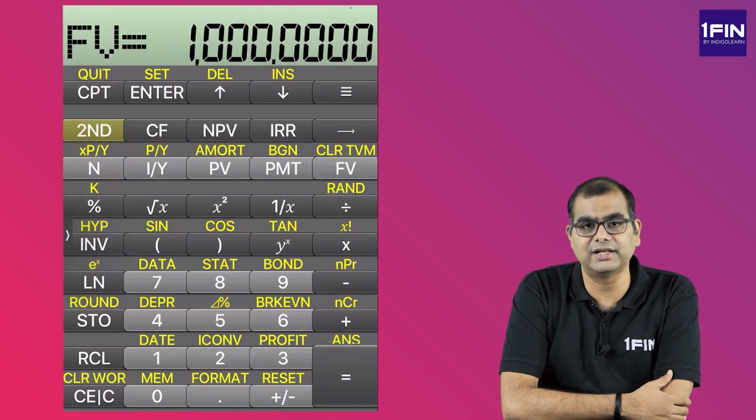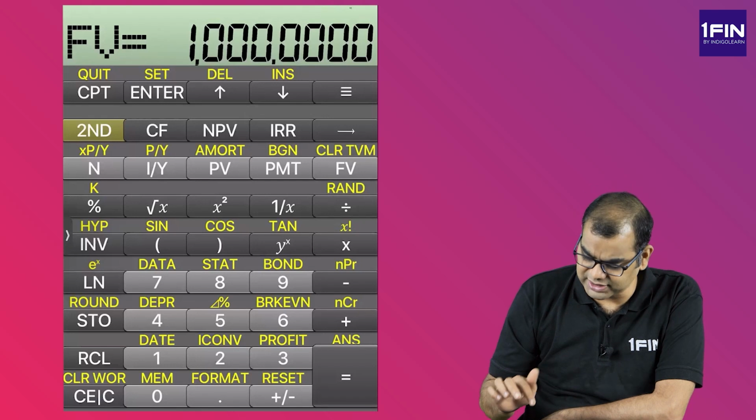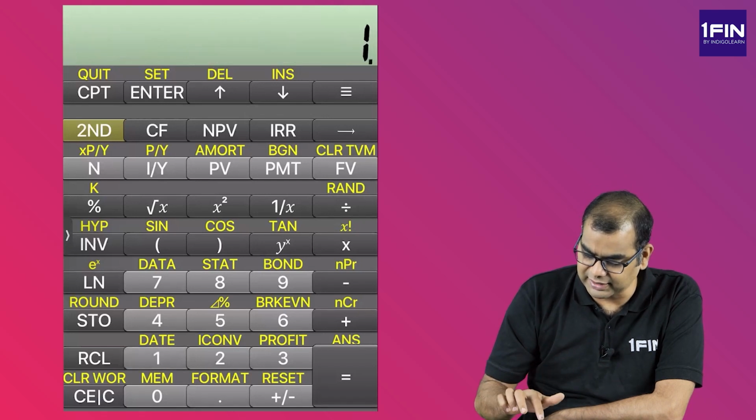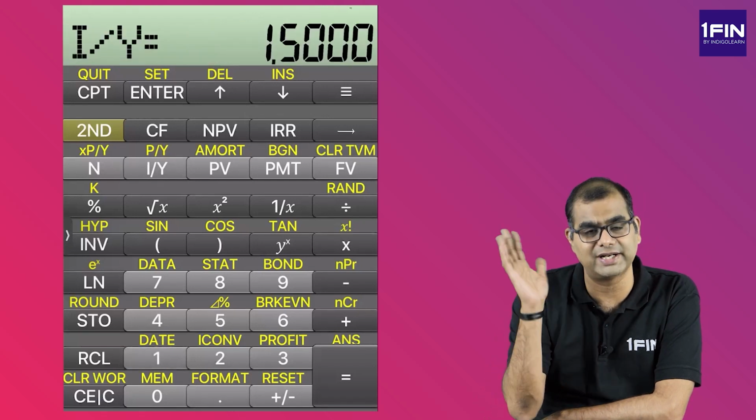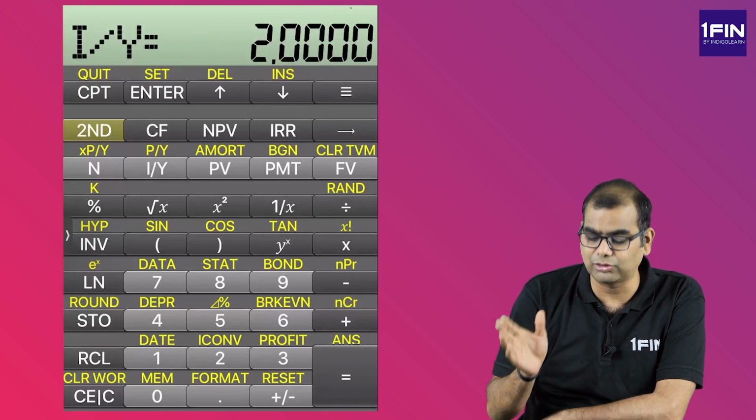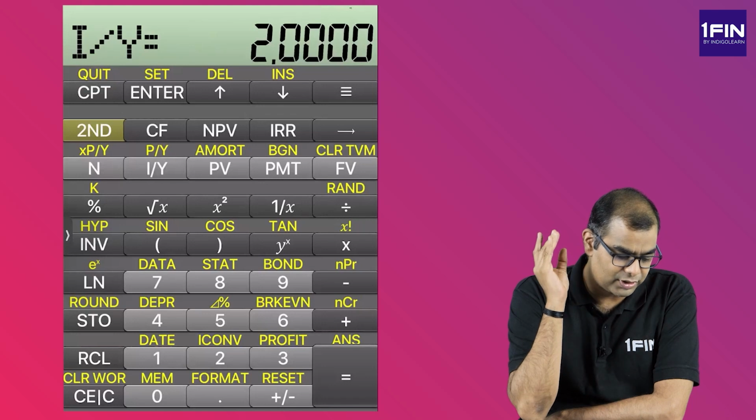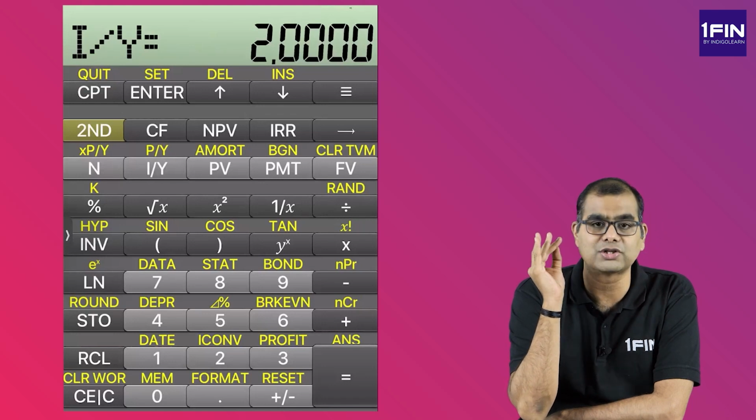Now let us say you suddenly realize that the I by Y is wrong. It is not 2, it is 1.5. You can just say 1.5 and I by Y. That I by Y automatically gets changed even if you are halfway through the computation. So I'll press 2 and I by Y. Now 2 gets stored. What is the data? 10 periods, 2% per period, the coupon payment is 25 and future value is 1,000.